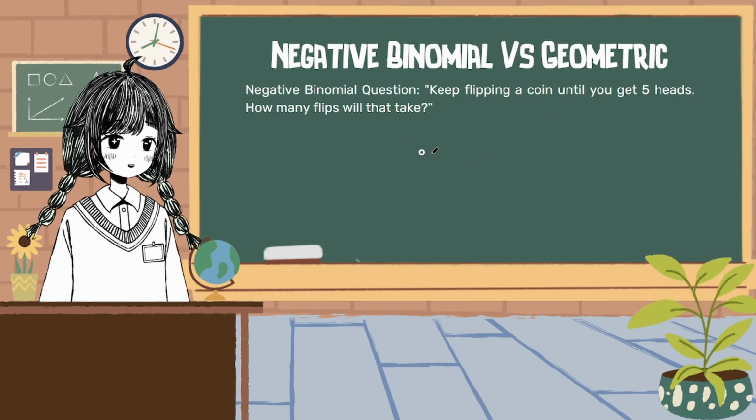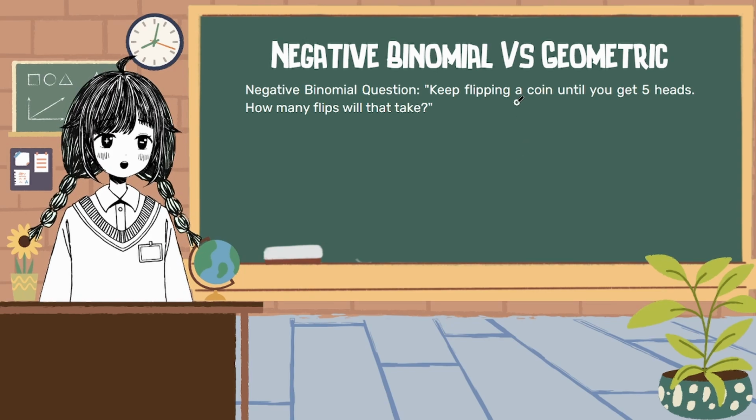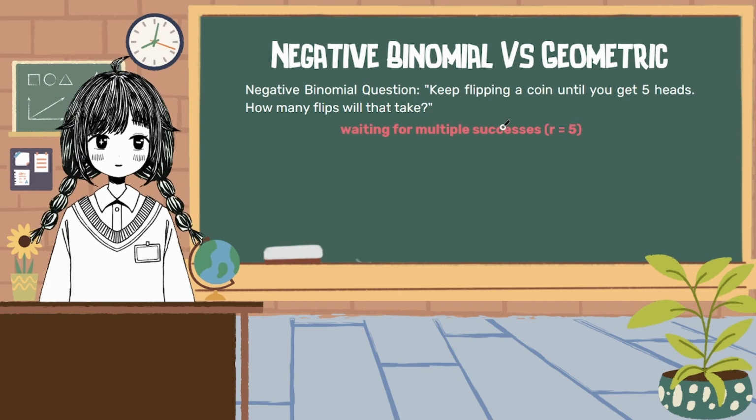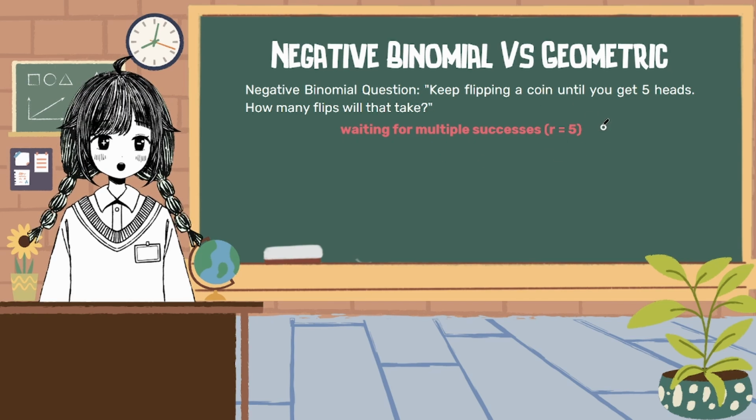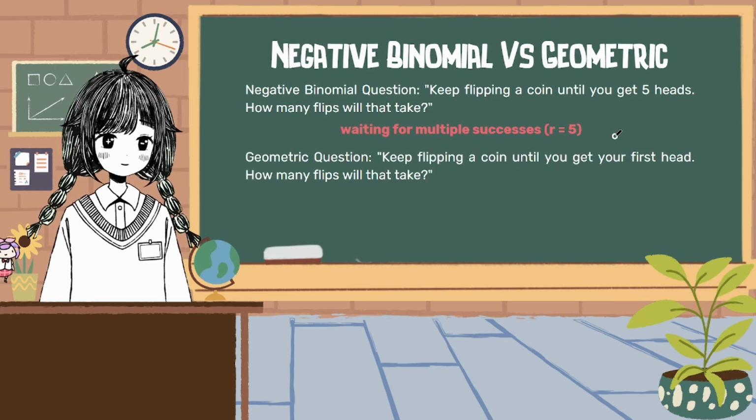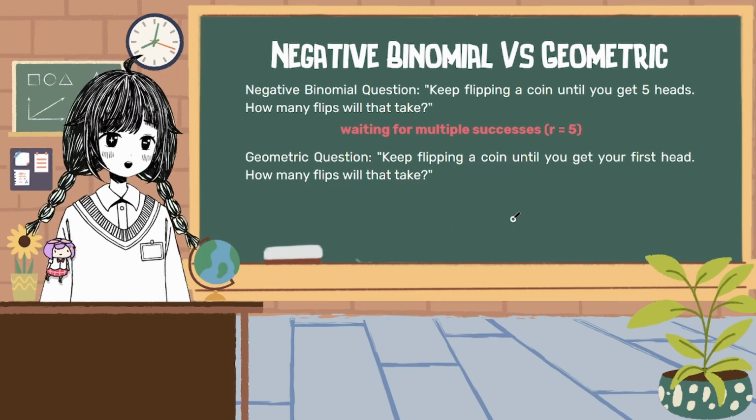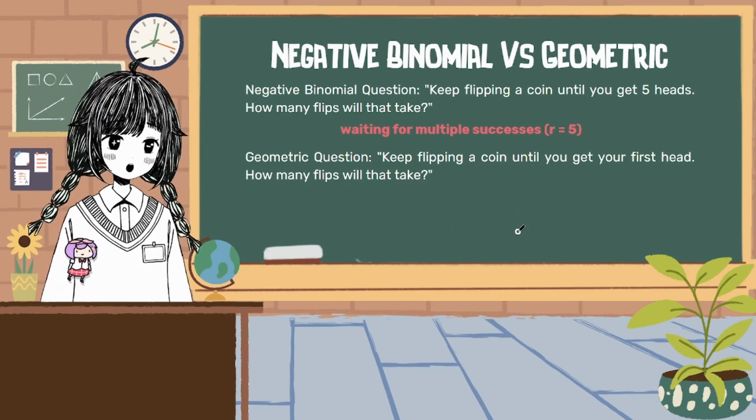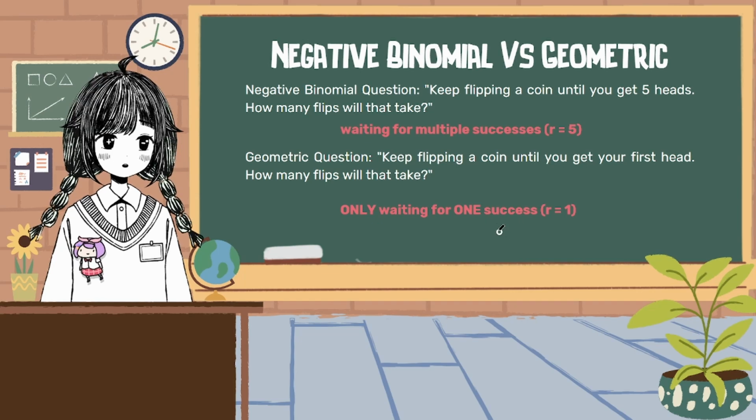For negative binomial question, keep flipping a coin until you get 5 heads. How many flips will that take? So here we're waiting for multiple successes until we manage to get 5 heads. R equals 5. For geometric question, keep flipping a coin until you get your first head. How many flips will that take? With this, it asks for only one success, so only one head, which is R equals 1.